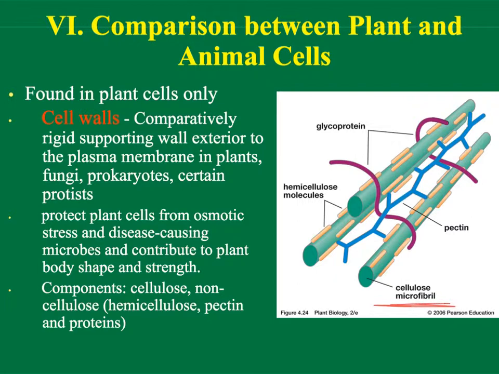Non-cellulose components are the hemicellulose. It binds the cellulose fibrils together. So here you can see that as these little orange lengths. And then pectin, it combines with calcium and water, and it makes kind of a jelly-like matrix between the cells. And then also proteins. And so you put that all together, and it helps to form that rigidity within the cell wall of plants.